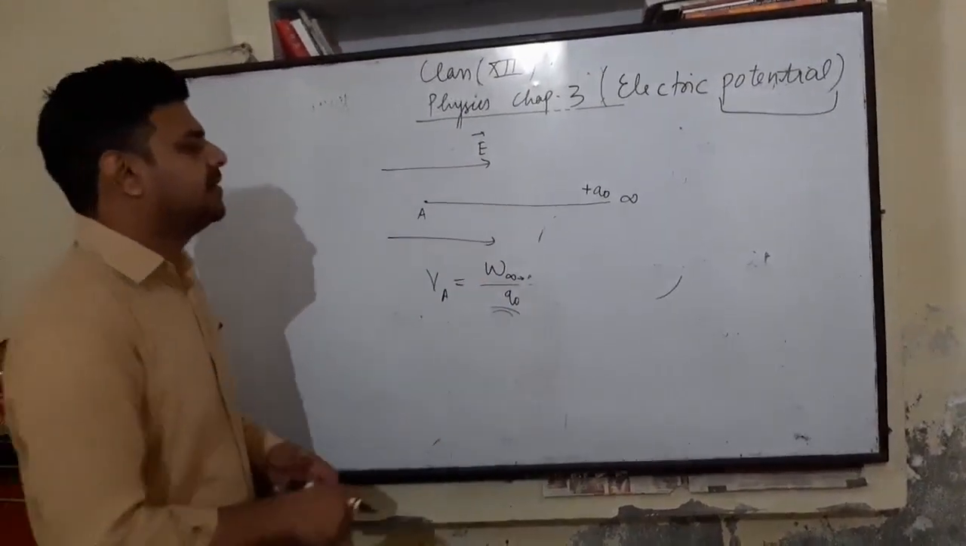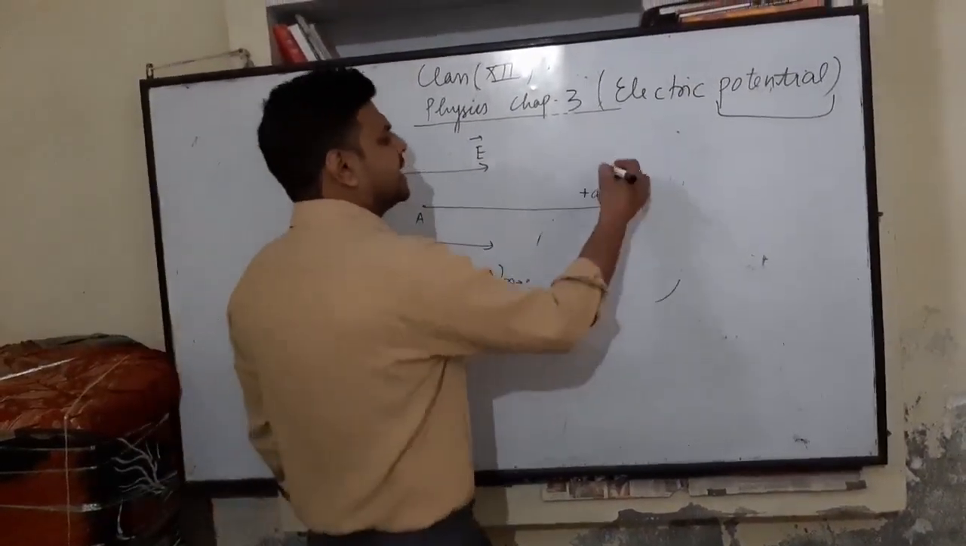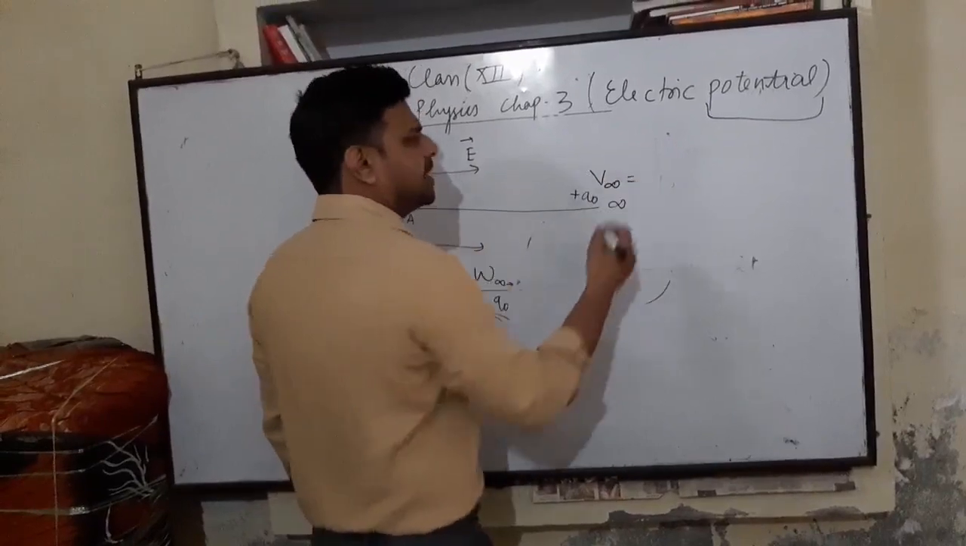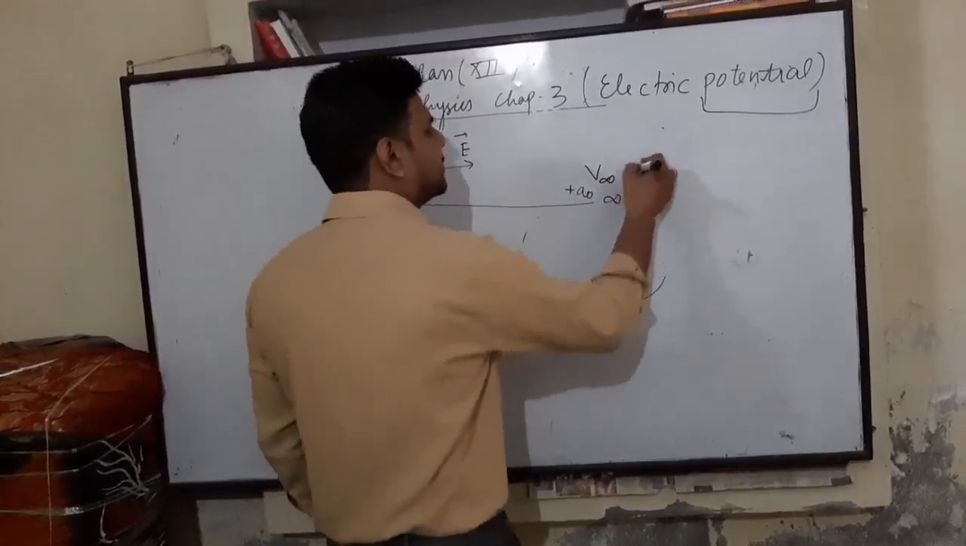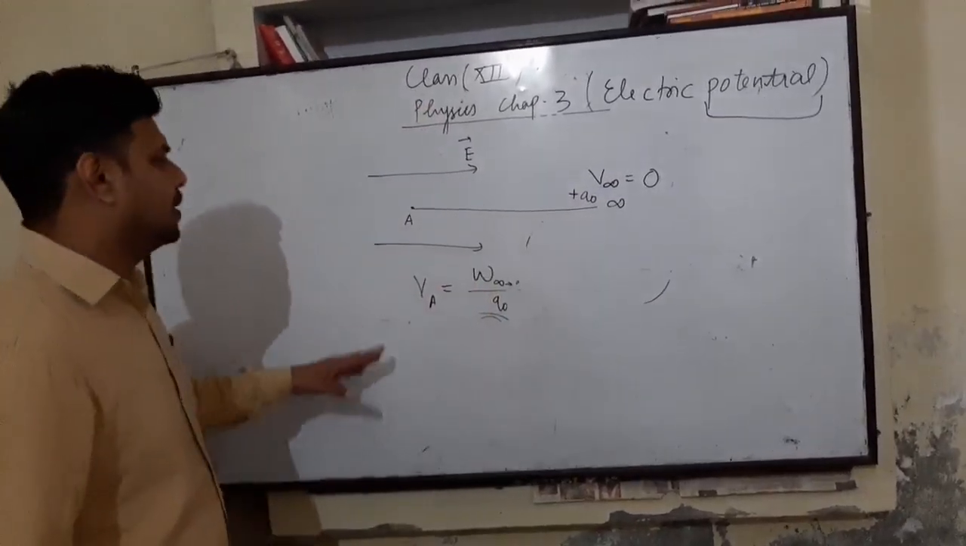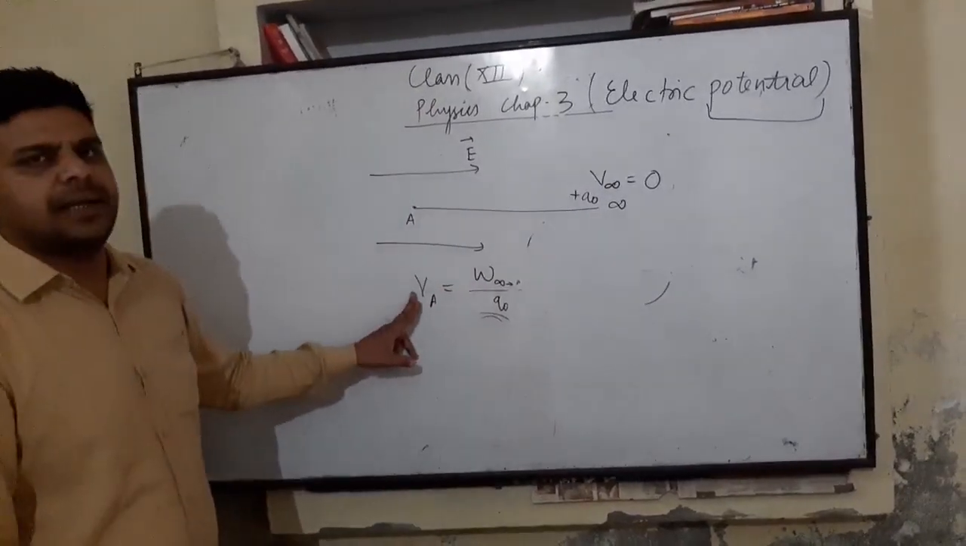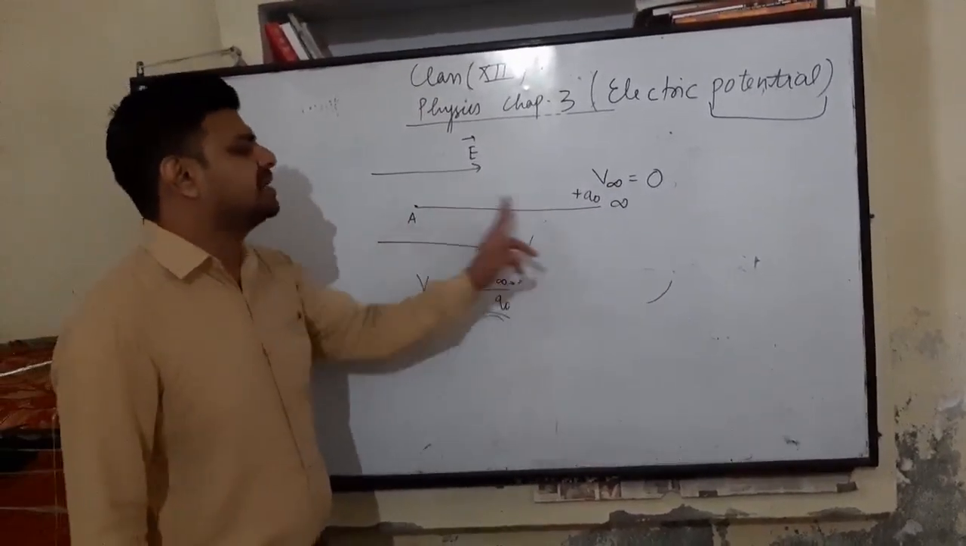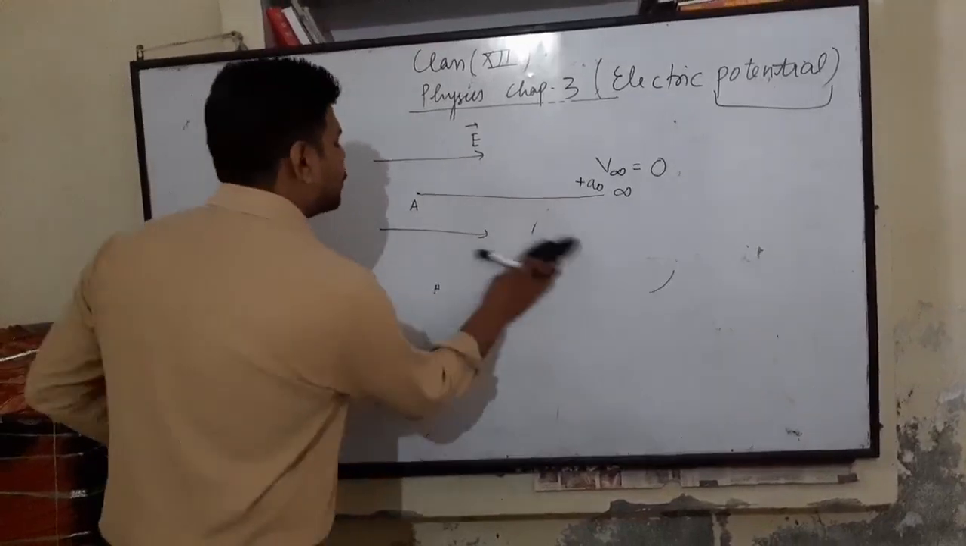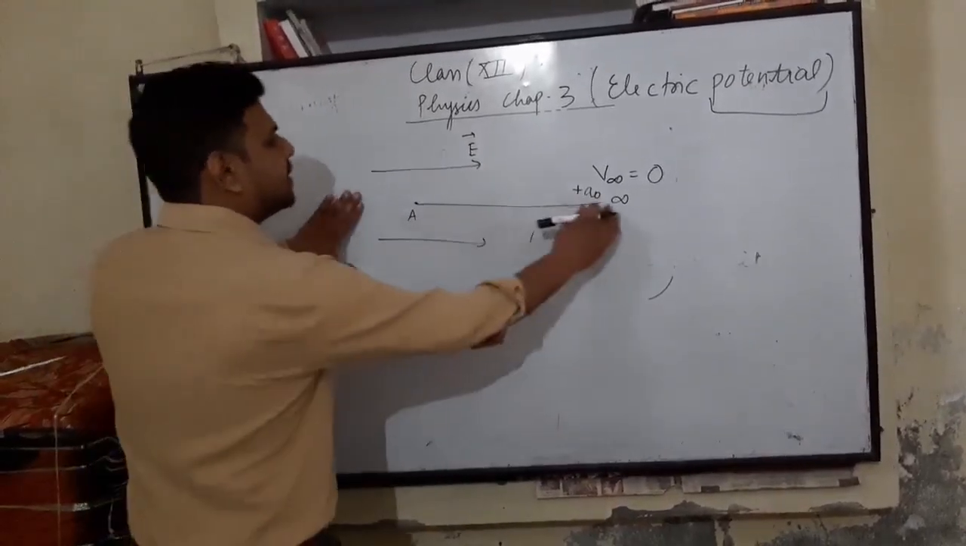We take the reference point at infinity, and at infinity we consider the potential to be 0. So, it is not electric potential. Actually, this is the potential difference between 2 points.